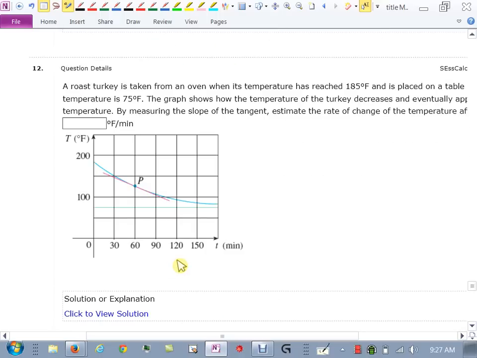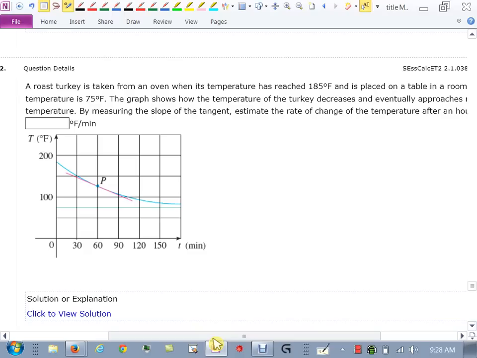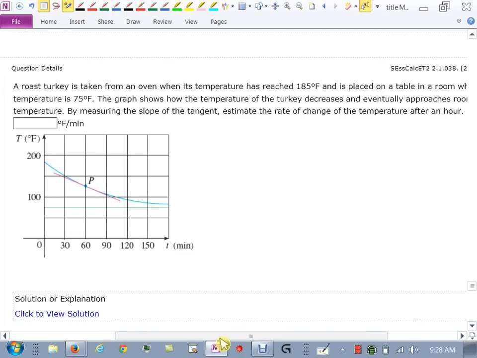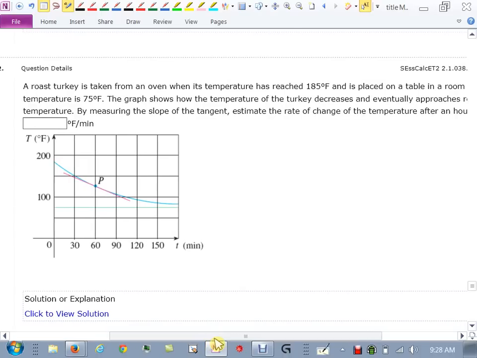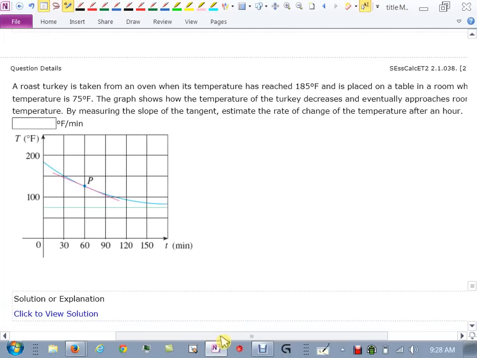Okay, a roast turkey is taken from an oven when its temperature has reached 185 degrees and is placed on a table in a room where the temperature is 75 degrees. The graph shows how the temperature of the turkey decreases and eventually approaches room temperature. By measuring the slope of the tangent, estimate the rate of change of temperature after an hour.